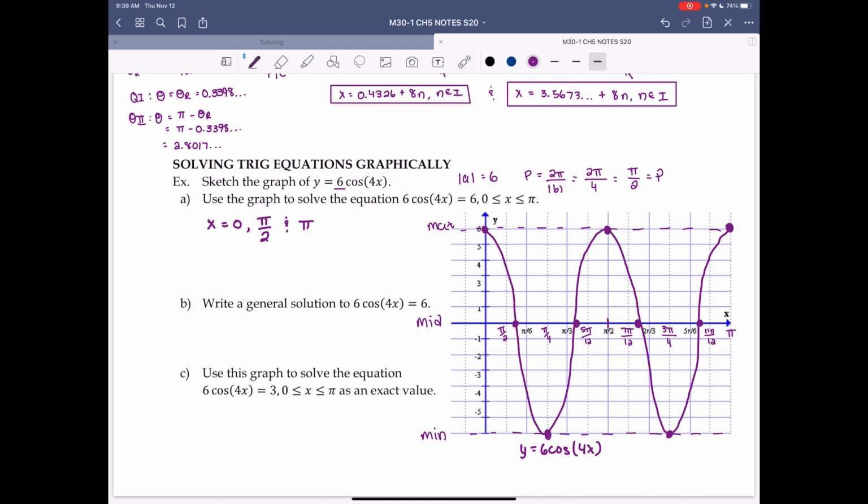Part B: write a general solution to 6 cos 4x equals 6. So from part A, it was 0, pi over 2, pi. So every pi over 2 starting at 0. So we could write x equals 0 plus pi over 2n, where n is an element of the integers. Or we don't need to write the 0 part. We can write x equals pi over 2n, where n is an element of the integers. Either one of those.